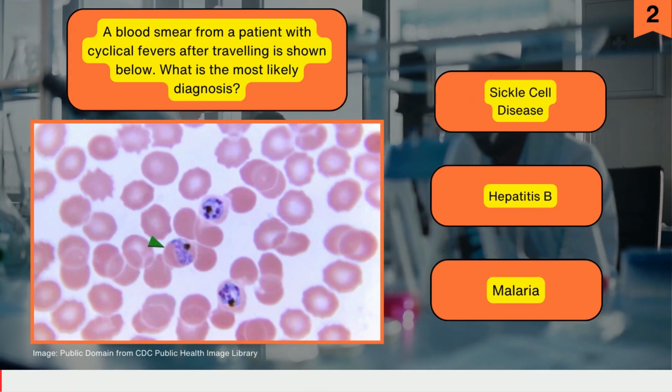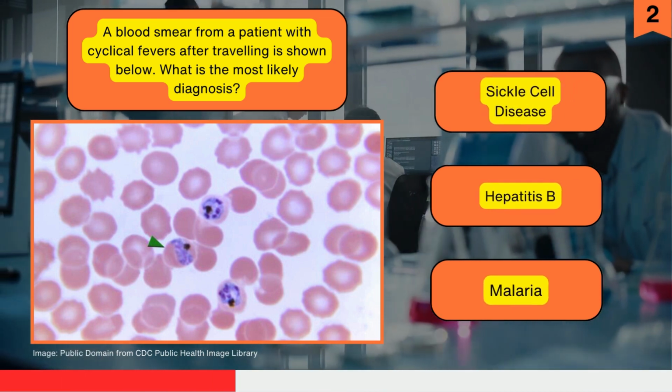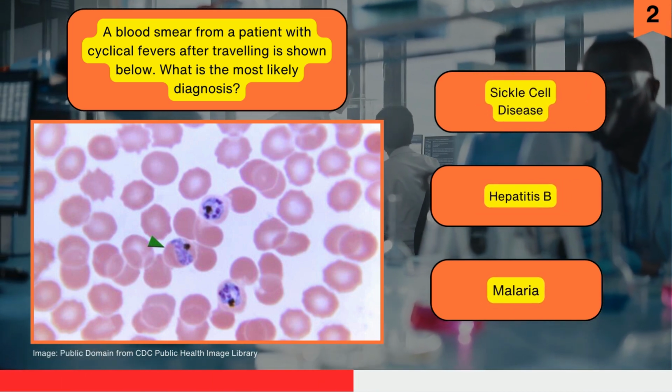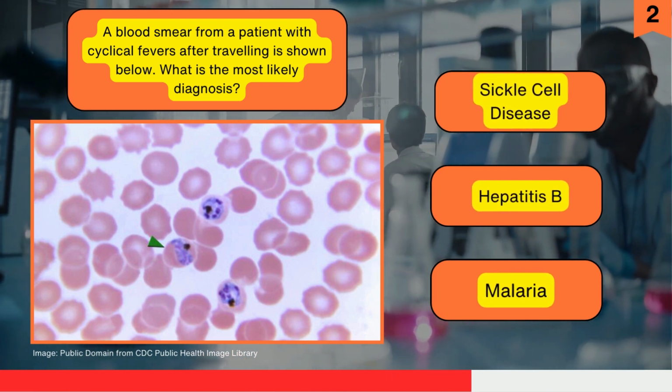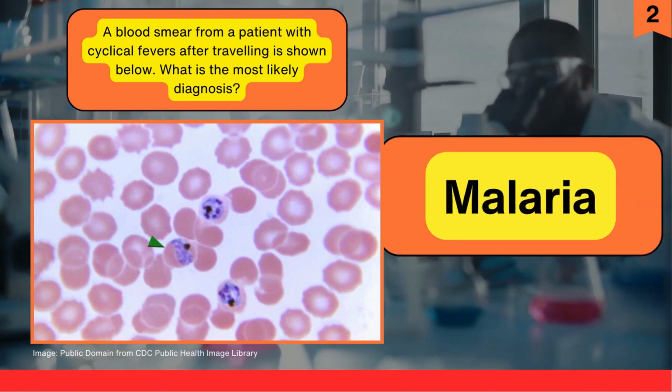A blood smear from a patient with cyclical fevers after traveling is shown below. What is the most likely diagnosis? Sickle cell disease, hepatitis B, or malaria? Yup, it's malaria.